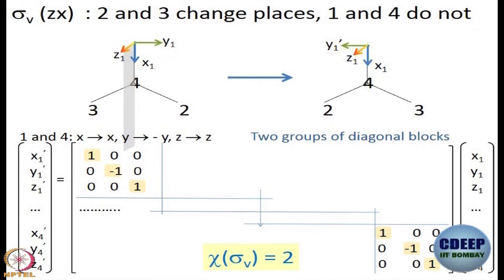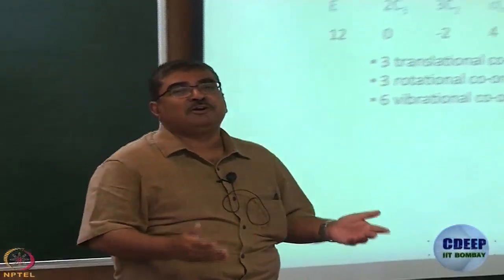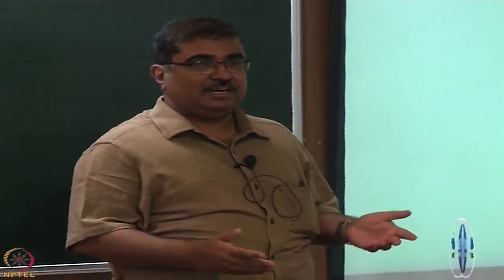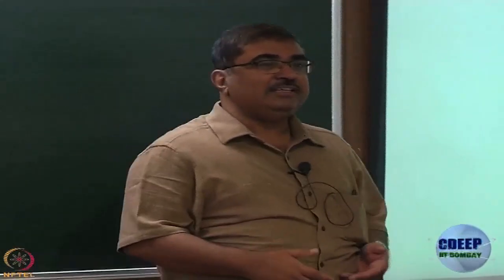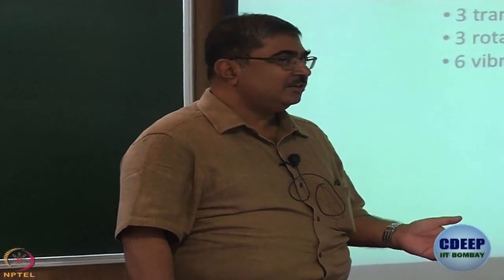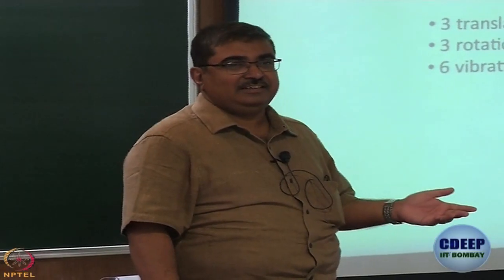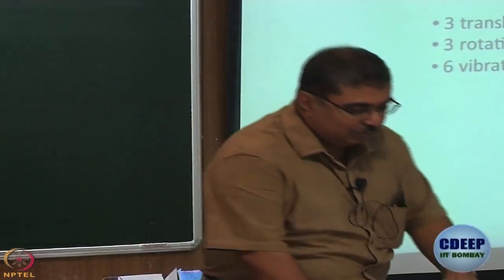This. Simple. So, finally, after doing all this, this is where we are. This is the representation we have got, right, using the 3n Cartesian coordinates. Do you think this is an irreducible representation? Of course, how do you know?